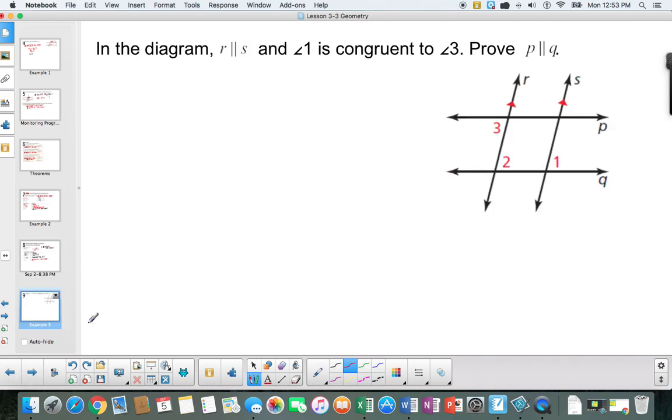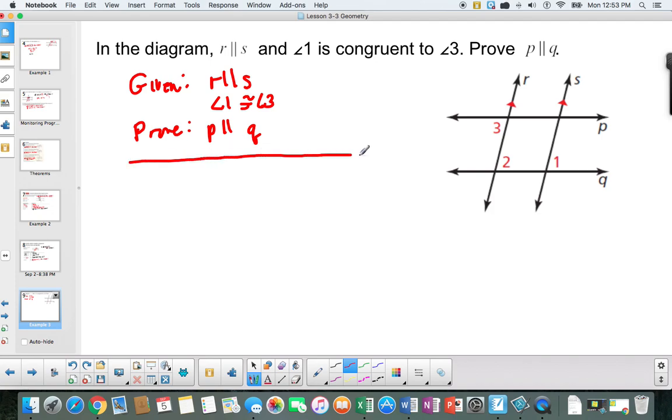All right, in this diagram, R is parallel to S, and angle 1 is congruent to angle 3. Let's prove that these lines are parallel. My given is R is parallel to S, and angle 1 is congruent to angle 3, and I want to prove that P is parallel to Q. So number 1, I write R parallel to S, and angle 1 is congruent to angle 3, and that's going to be the given.